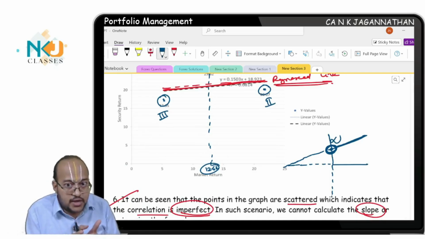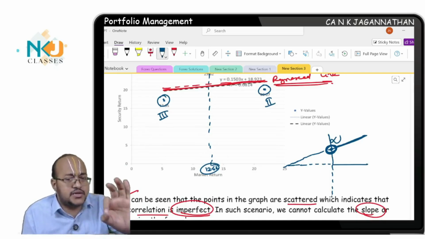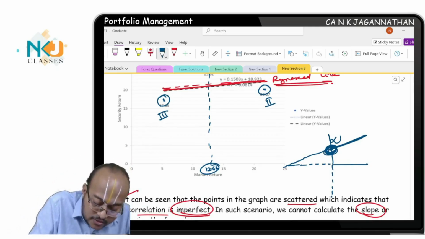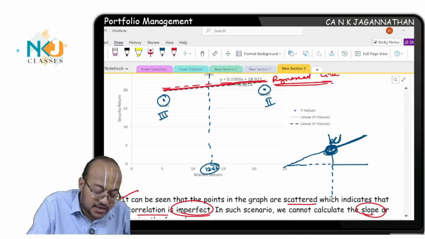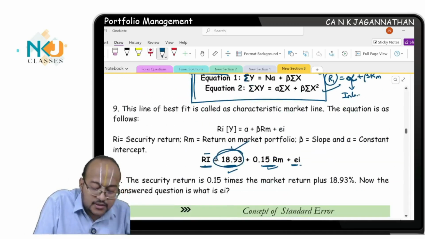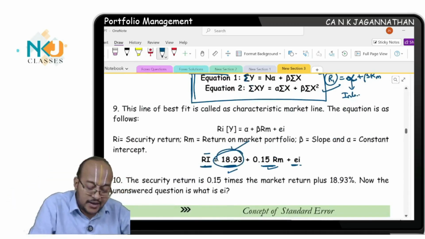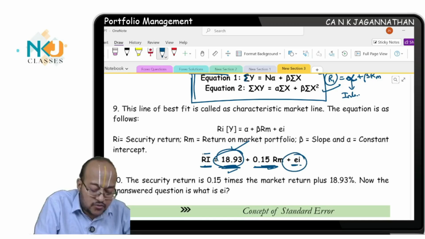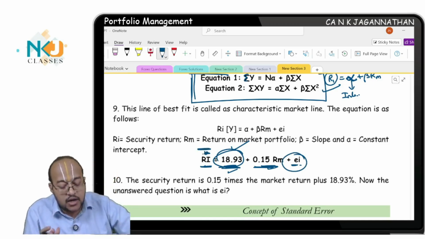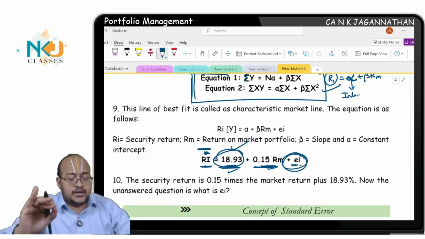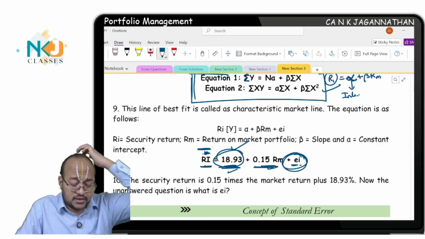Whether this will actually be a line, no, it will not be a line. It is a representative line only. But for that representative line, there should be one intercept. This is alpha, which means 18.93 is nothing but the intercept for the regressed line. 18.93 plus 0.5 Rm plus Ei. This is the return of the individual security. If I use Ri bar, there will be no error term. I'll discuss the error term later. First understand what this regressed equation is.